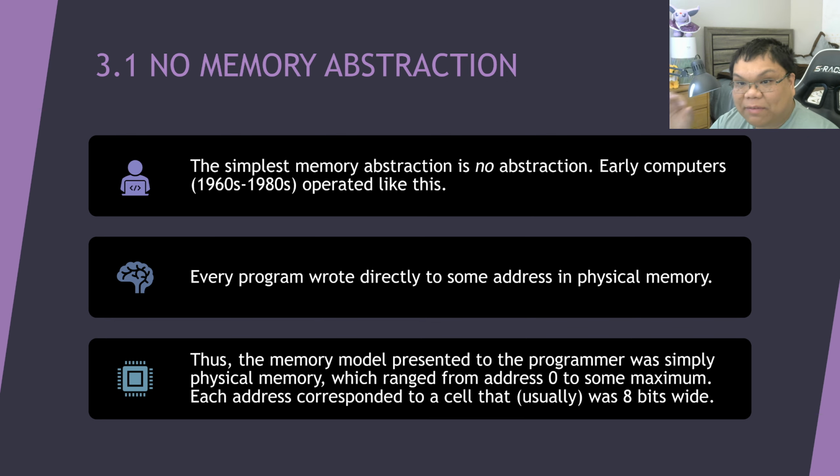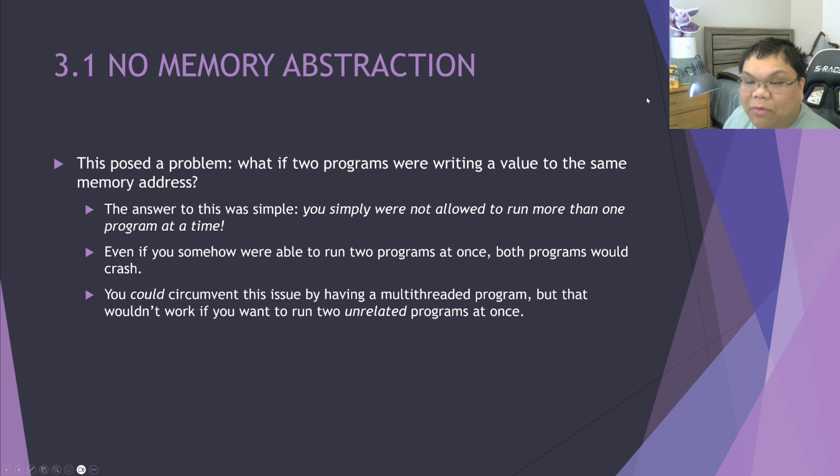So, let me repeat that. When programmers were working with memory in these early computers, they were directly working with physical memory. If a program were to write to address 28, it is going to write something directly into physical memory address 28. So here's the next thing. What if you wanted to run more than one program at once? Well, you can't.